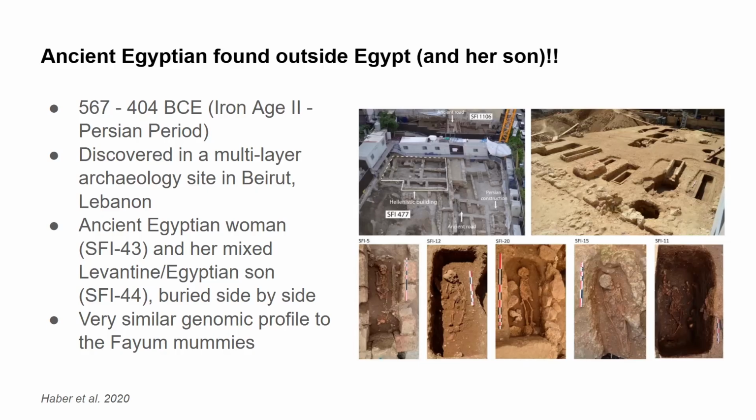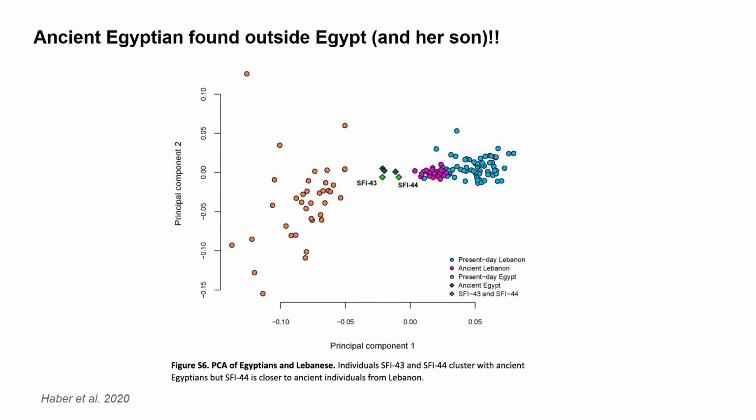And how did the scientist for this paper, Dr. Haber, how did he find these? Well, he plotted two populations. So he had the modern Lebanese populations and the modern Egyptian populations. And he noticed that one of them was closer to the Egyptian populations, and one of them was closer more towards the Levantine Lebanese populations. And then you have your ancient Egyptian samples. These are the Fayum mummies. So they were pretty close genetically when plotted on the PCA.